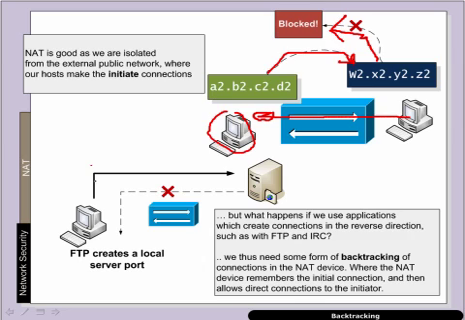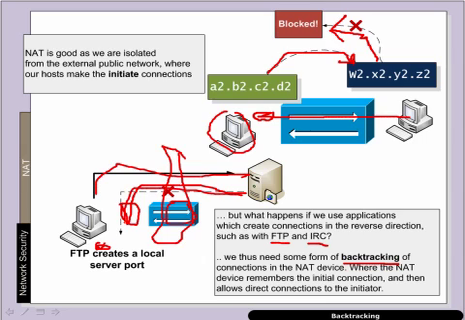Unfortunately, there are some protocols which require a server port to be set up on the machine and for a connection to be made. Examples of this include FTP and IRC, where when the connection is initially made for FTP, the server must create a server port, which means that the external device must be able to trace back into the host which initiated it. This is known as backtracking. The NAT device remembers the connection and makes sure that a connection can then be made back into the device.